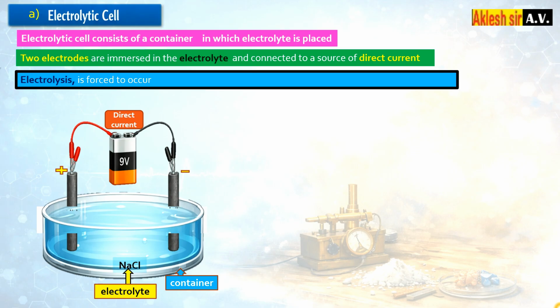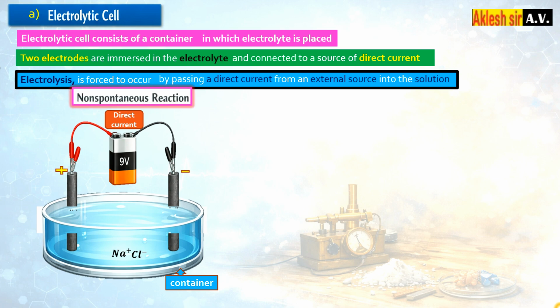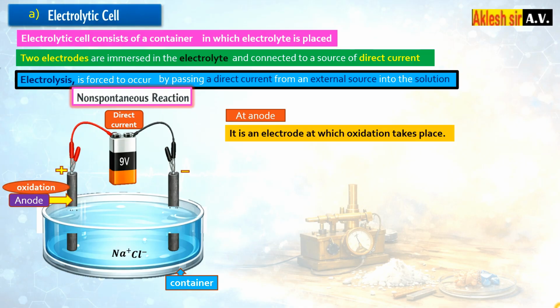Here in below animation electrolysis of NaCl takes place to form cation and anion by passing a direct current from an external source into the solution. Thus electrolysis in electrolytic cell is a non-spontaneous reaction. Such an electrolysis reaction which takes place by external source of battery is known as non-spontaneous reaction.